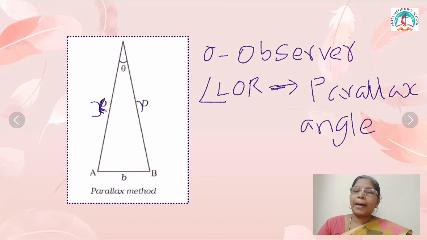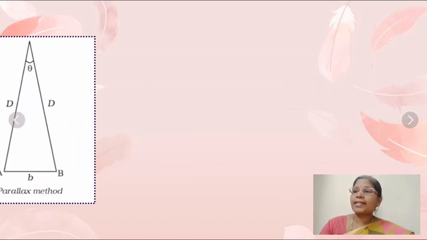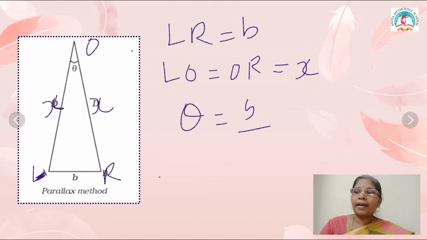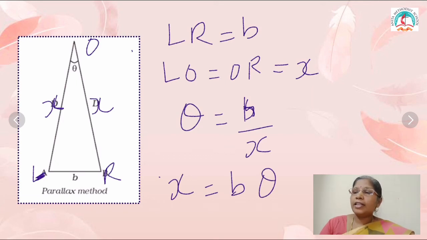See, this is a diagram for the parallax method. Here O is the observer. First I see with the left eye, then with the right eye. The distance I am taking is equal to X. The base, the distance between the two positions, left and right, is equal to B. Now, the angle LOR, represented by theta, is called the parallax angle. So this angle is called what? The parallax angle. Now the base LR is equal to B. LO is equal to OR, both are equal, and the distance is equal to X.